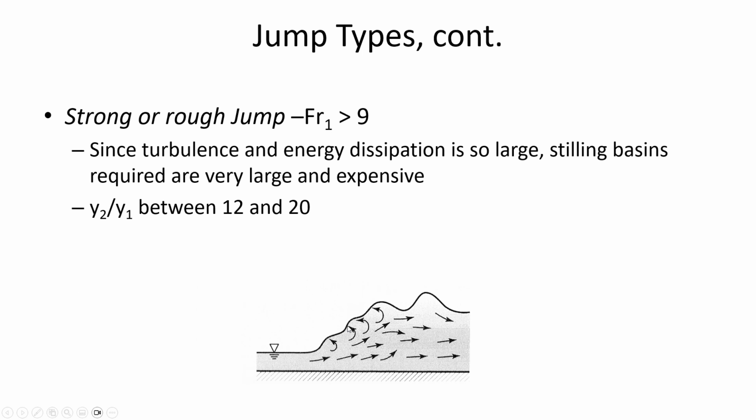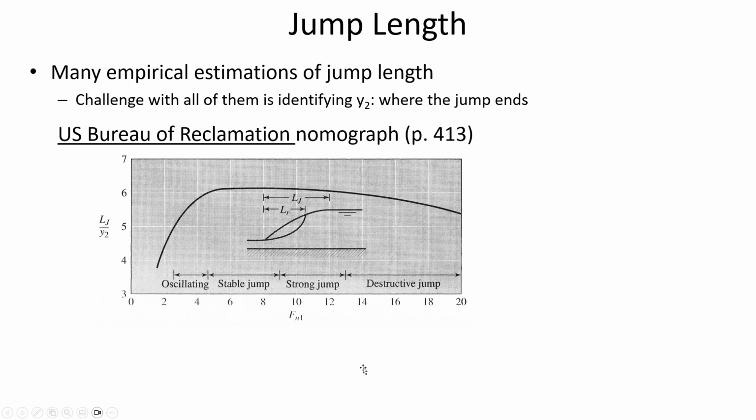And when you go beyond that stable jump into the strong or rough jump, then you'd need to have a ruggedized stilling basin to dissipate that much energy. They generally do not rely on a gravel or soil channel. They would armor it with concrete.